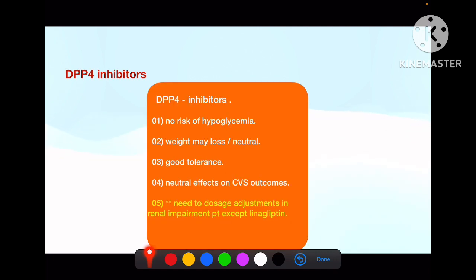And DPP4 inhibitors have no risk of hypoglycemia. Hypoglycemia risk will be very low by giving DPP4 inhibitors, and the weight may be loss or neutral. Good tolerance is there, and neutral effects on the cardiovascular outcome. As I previously mentioned, you need dose adjustment in renal impairment patients except linagliptin. Those are the things you have to know about the DPP4 inhibitors.